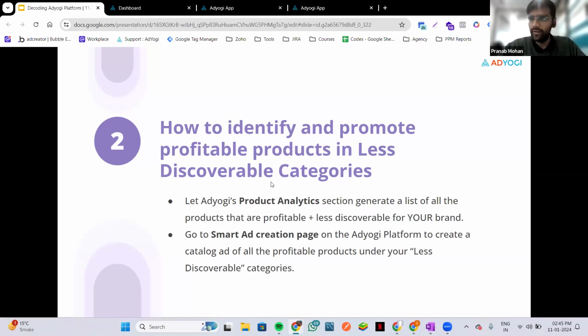So again, the principle remains the same: you need to identify these low discovered products, or products within the low discovered categories, and start slicing profitable chunks from these low discovered segments. So that even if you're promoting your low discovered categories, you're still promoting a profitable section from these categories.